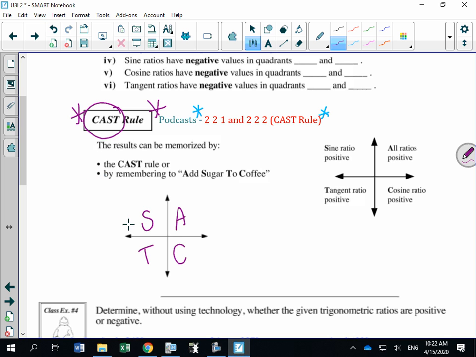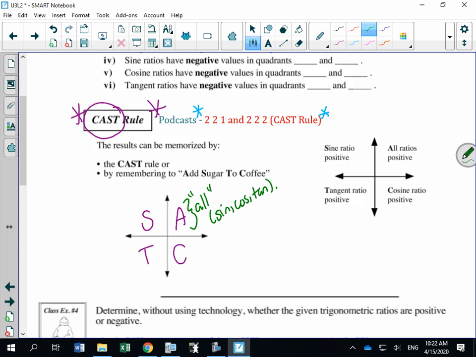What these letters stand for: S is sine, T is tan, C is cos, and the A is going to be all of those three ratios. So for A, it would be all three, which would be sine, cosine, and tangent. So A would be all of them, which again is sine, cosine, and tangent.